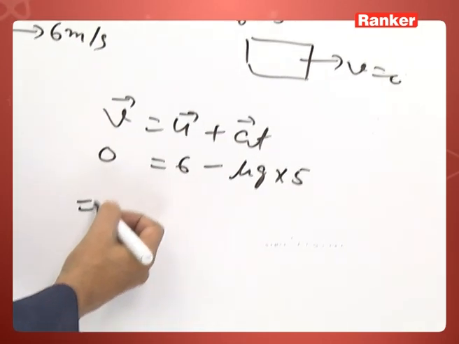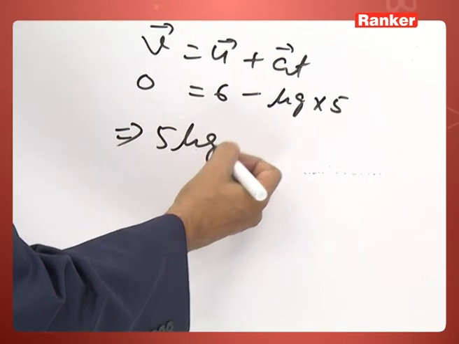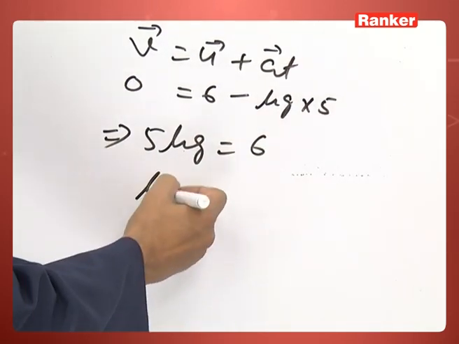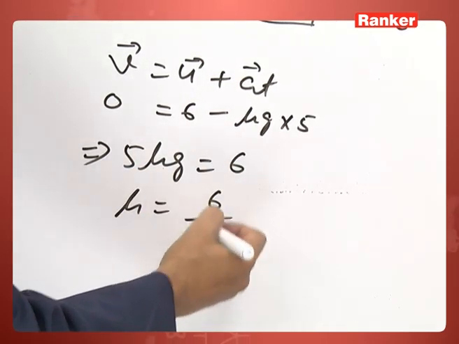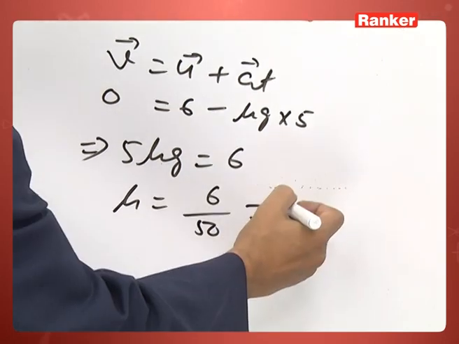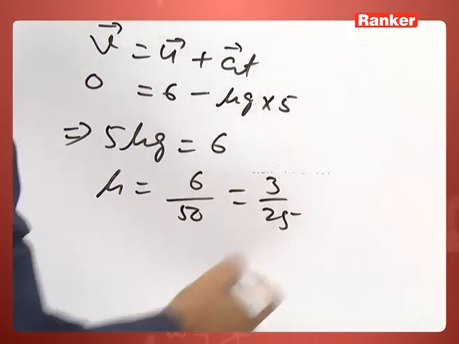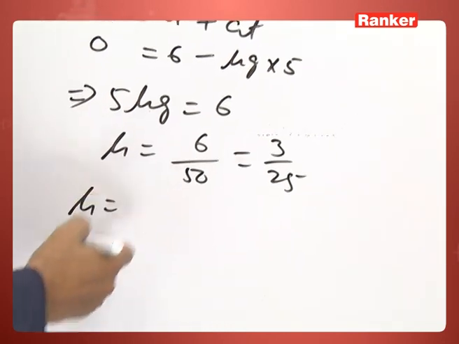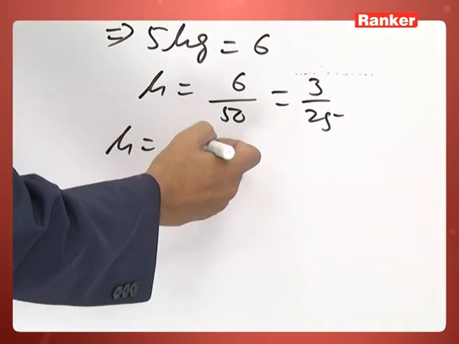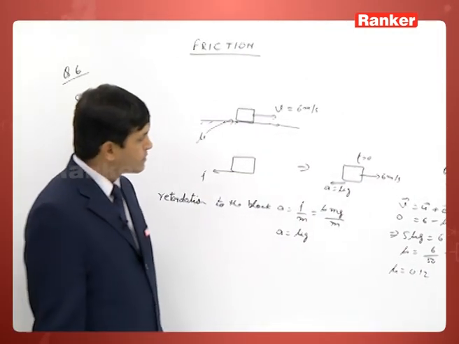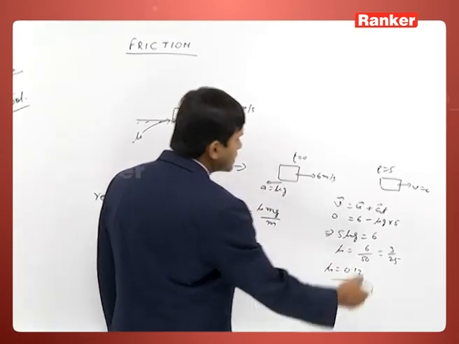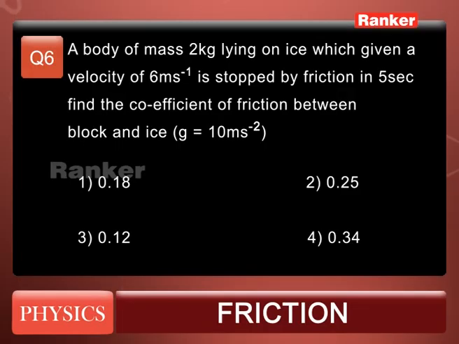So this gives us 5 mu g is equal to 6. So mu is equal to 6 by g, with g value of 10. So this is 6 by 50, and this is nothing but 3 by 25. So mu is equal to 0.12. This is the answer. The mu value is 0.12. So our correct option is the third option. So answer is third.